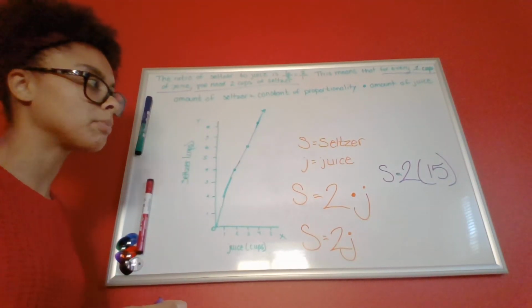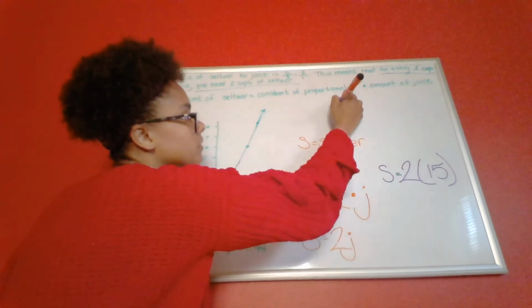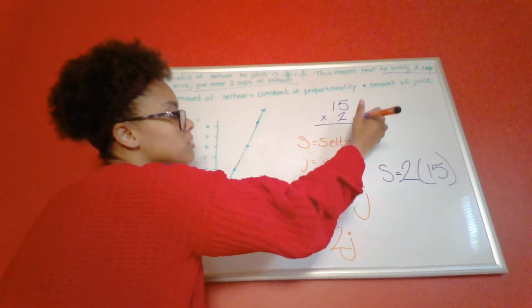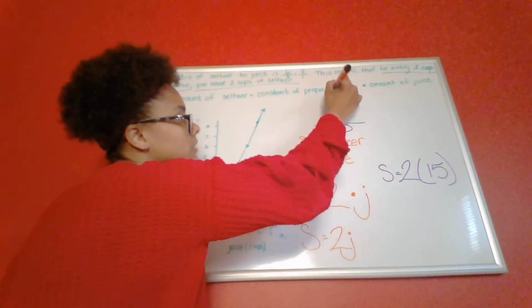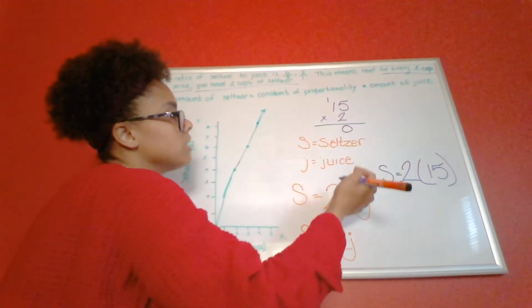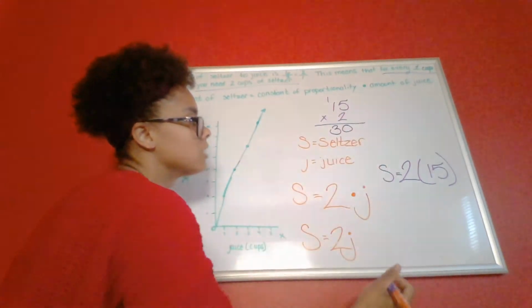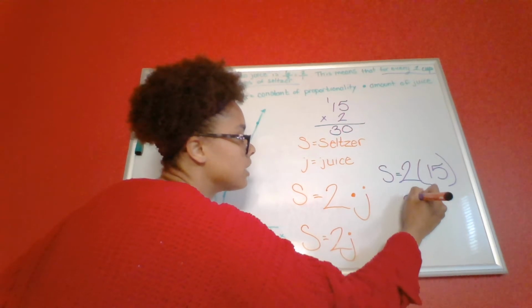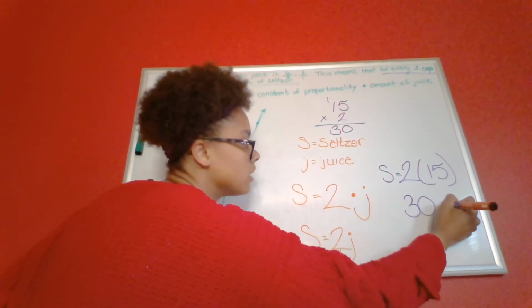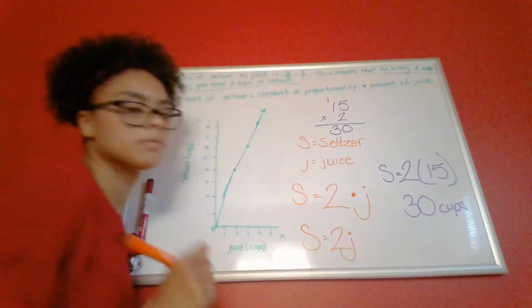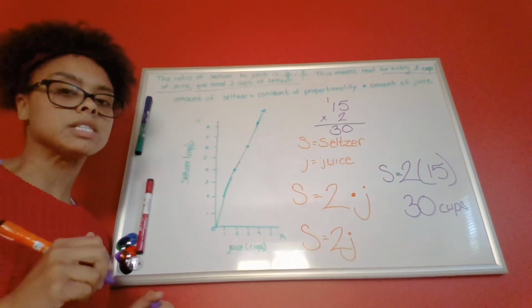Now, I'm going to solve the problem. 15 times 2. 2 times 5 is 10. 2 times 1 is 2. We're going to add the 1. That gives you 3. So my answer is 30 cups. So that's your answer for number 6.